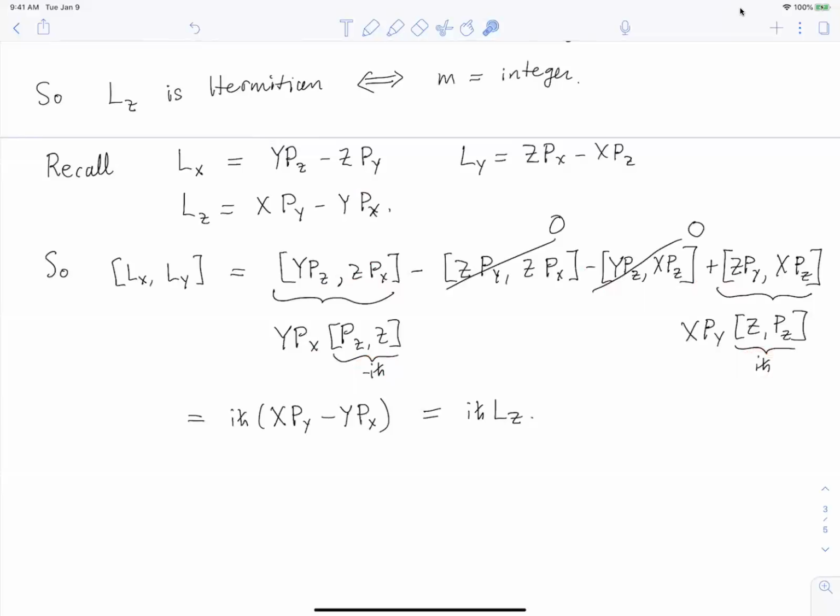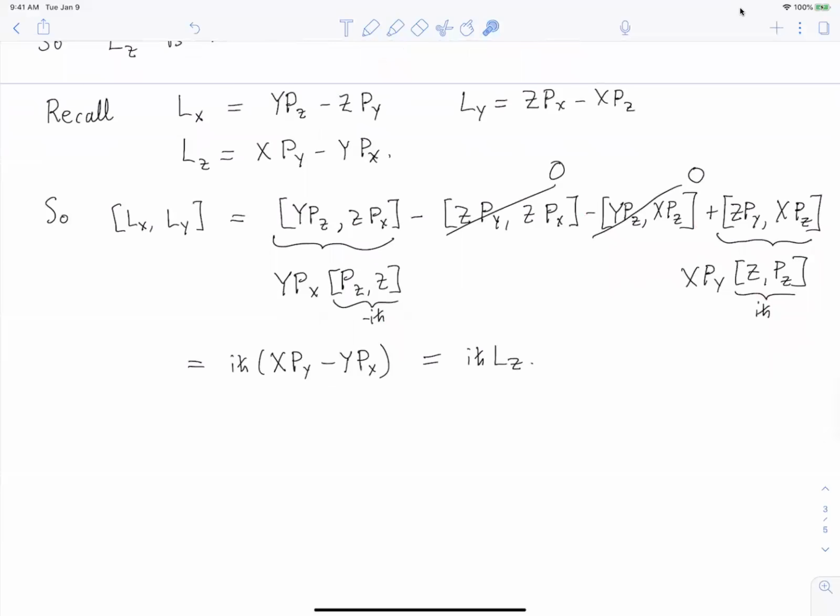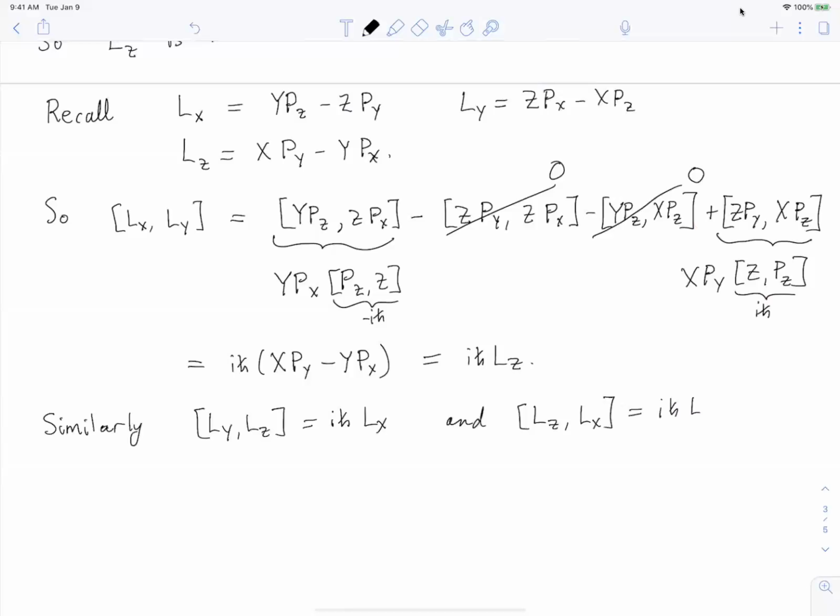Okay? Okay. All right, so we found Lx commuted with Ly is i h bar Lz, and then you can do similarly. The strategy is exactly the same, so I won't go over it. Ly with Lz is equal to i h bar Lx. And if I do the commutator of Lz with Lx, that's equal to i h bar Ly.